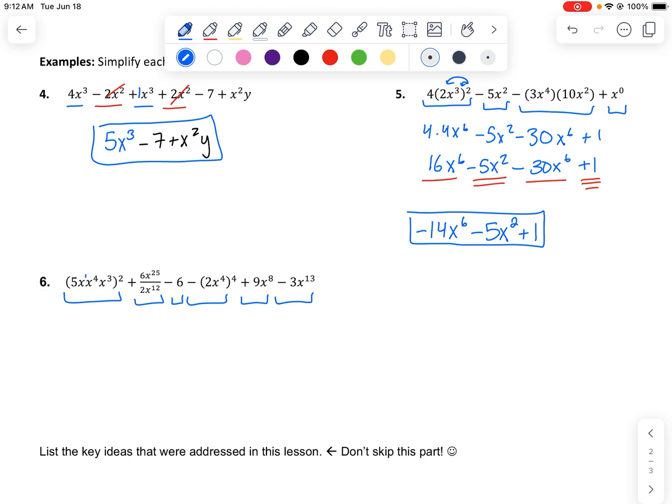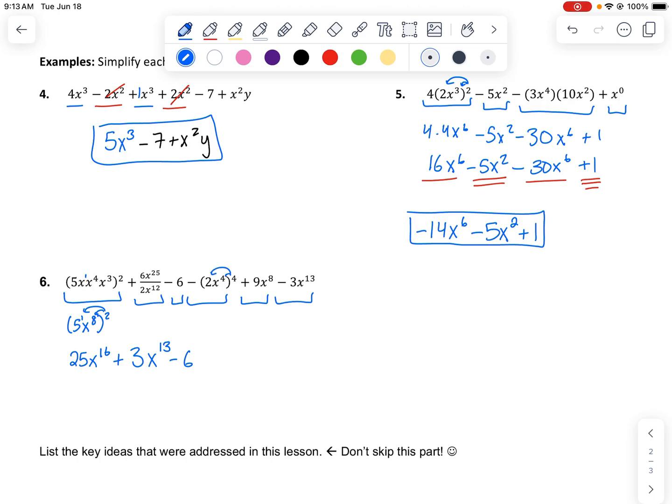So inside my parentheses, I see 8 x's, and so I have 5x to the 8th squared. That gives me 25x to the 16th when I apply in this exponent, 5 squared and x to the 8th squared. Then in the next problem, it's a fraction bar. 6 over 2 gives me a 3 in the numerator, and x to the 25th over x to the 12th gives me an x to the 13th in the numerator when I subtract those exponents to figure out how many x's are left. Minus 6.